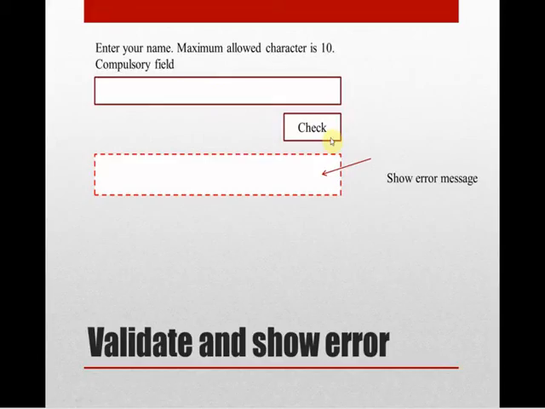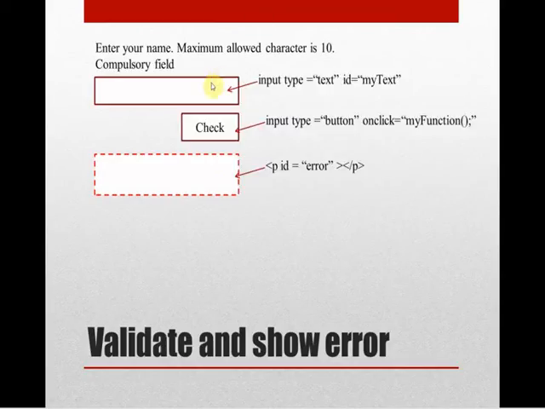this is an input box, a button and an area. This area will actually show you the error message. So we have to validate and show the error. So see how many tags we are using. The first one is the input tag, its type is text, and let's say its ID is my text.